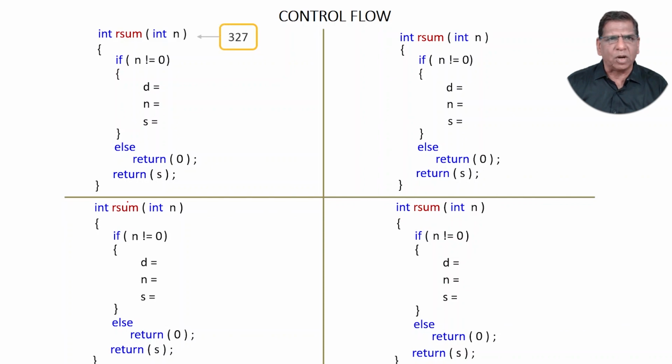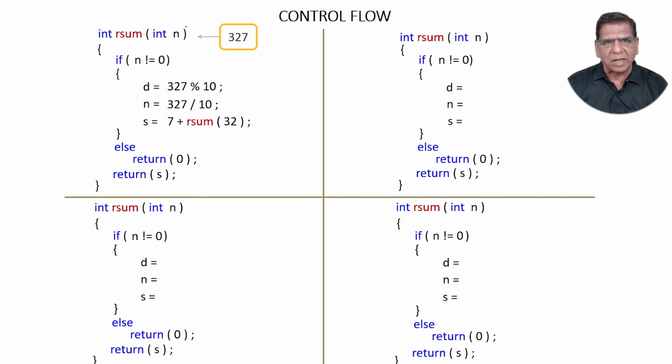From main, the first copy gets called. What is passed is 327. Now let's try to understand the control flow. When it reaches here, n not equal to 0 will be true because n is 327. So the condition is true. So d will be how much? 327 mod 10, that is 7. n will be 327 slash 10, that is 32. So s will be d plus rsum of n. So 7 plus rsum of 32.